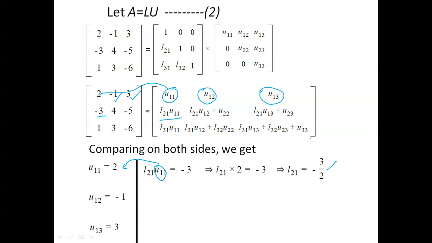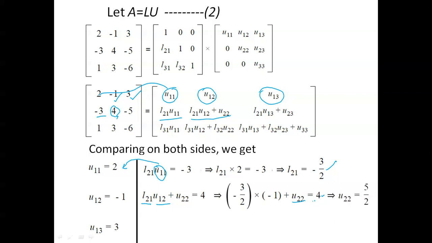So now the L21 value is calculated. Next we compare the second row, second column. L21 U12 plus U22 equal to 4. Here L21 is already known, minus 3 by 2, and U12 is calculated as minus 1. Substituting these two values, minus 3 by 2 into minus 1 plus U22 equal to 4. So from here U22 equal to 4 minus 3 by 2, that is 8 minus 3 by 2, which is 5 by 2.